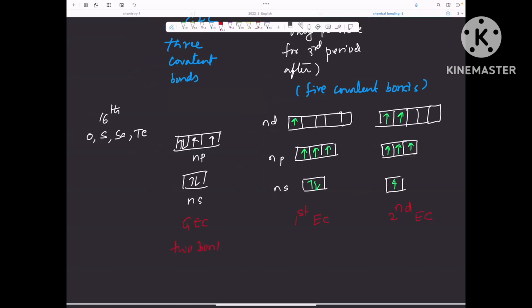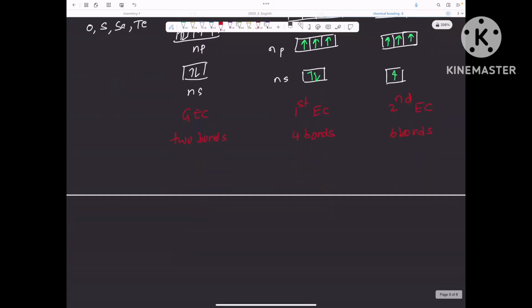Here it forms 2 bonds. Here it forms 4 bonds, as here there are 6 unpaired electrons. Here it forms 6 bonds.